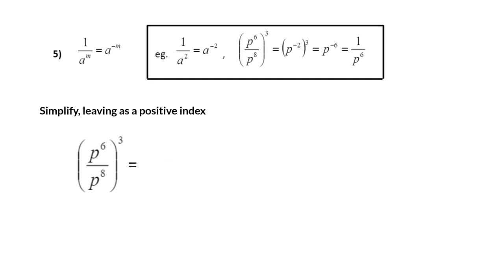Okay, the second example, and how that might be pitched is it would be simplify, leaving your answer as a positive index. So it's a combination of some of the rules we've used before, 1, 2, 3, and 4. Starting us off, we've got p to the power of 6 over p to the power of 8. We know when we have terms that are divided, we subtract the powers. Now this is an interesting one because we've got 6 subtract 8. That's going to give us a negative value.